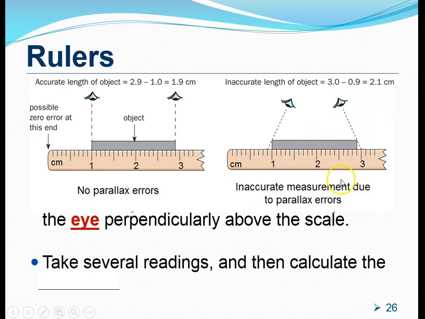So this particular error that we have seen due to the wrong placement of the eyes is known as parallax error. So it's important when you are making measurements to avoid parallax errors by placing the eyes directly above the scale. And in general, it is a good idea to take several readings and then calculate the average of these readings. This will give us a more accurate measurement.